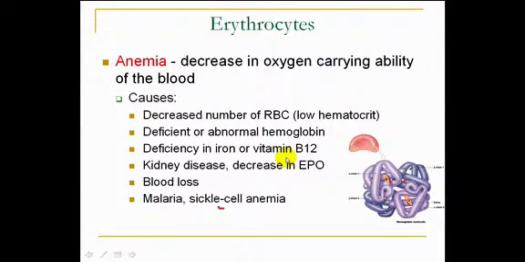Or vitamin B12 also plays a role with the production of red blood cells. Kidney disease, because then you're not producing enough EPO or erythropoietin to stimulate red blood cell production. Obviously, some people can be anemic if they've suffered a large amount of blood loss, because it takes a while to build the red blood cells back up after serious blood loss. Diseases such as malaria, and malaria is caused by a protist that is basically a parasite that infects the red blood cell and causes it to lyse or rupture.